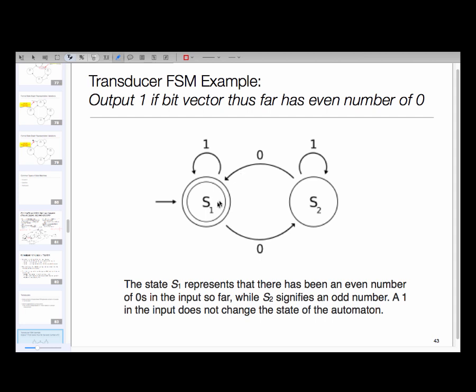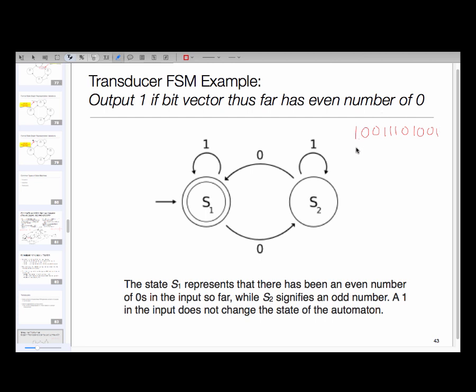So I start out in state S1, and then if I keep getting ones, I spin here. If I get a 0, I move to this state, keep getting 1, spin here. If I get a 0, go back. So let me show by an example. Let's say the string that you got was 1, 0, 0, 1, 1, 1, 0, 1, 0, 0, 1, and so on and so forth. So the first letter is 1.